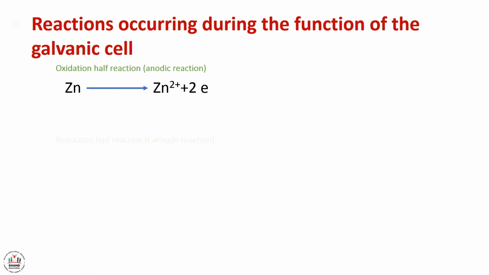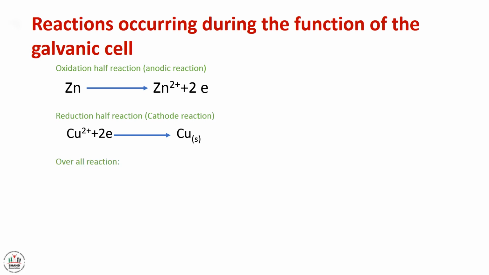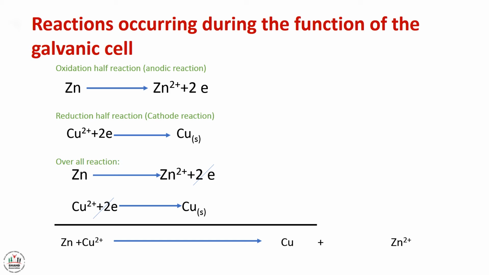Now we will write the reduction half reaction, or what we call the cathodic reaction. So Cu2+ plus 2 electrons gives Cu. At this stage, we can write the overall reaction after writing the 2 reactions above each other. We eliminate the 2 electrons at both sides and we add. So Zn plus Cu2+ gives Zn2+ plus Cu.